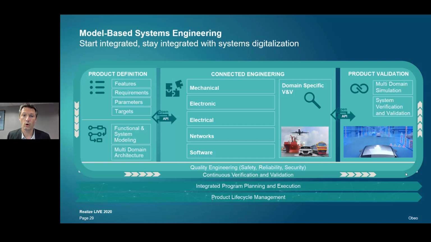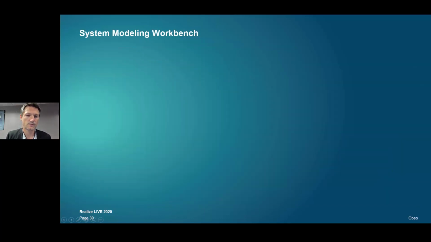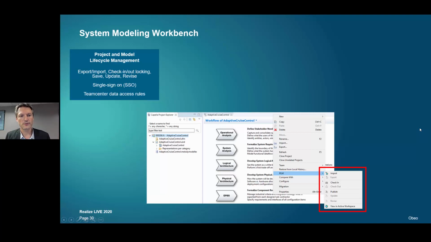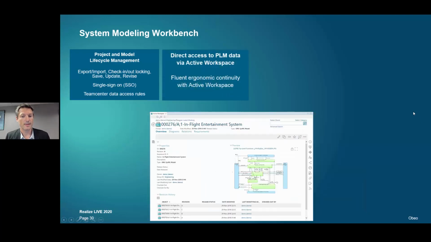Our partnership between Obeo and Siemens to define the different future parameters and other. On the right part, you have the product validation, and in the middle, all the connected engineering. And everything is fluent between these different steps. So we created System Modeling Workbench to do this. The first feature of integrations is about enabling the storage and the management of the project and the lifecycle of the project inside Teamcenter. Then you have direct access to your data inside Active Workspace.